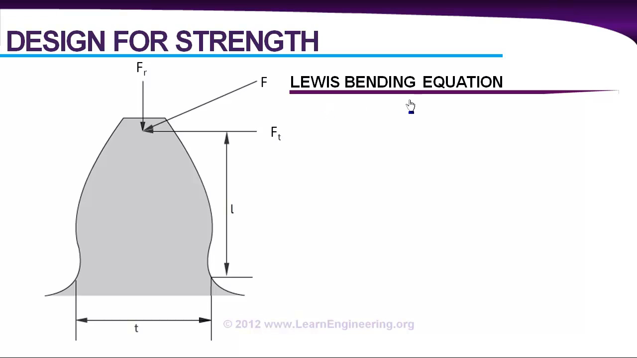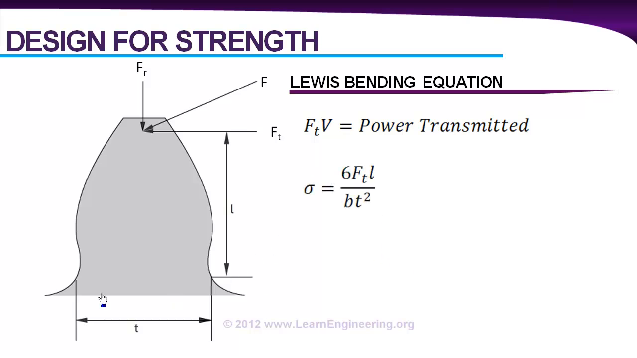Before proceeding to the Lewis bending equation, we should determine the tangential force first. You know tangential force at the gear multiplied by pitch line velocity will be the same as power transmitted. And you know the power transmitted, so you can solve for Ft. Now according to the Lewis bending equation, the maximum bending stress induced over here will be this. A pretty simple equation, but it has one main problem.